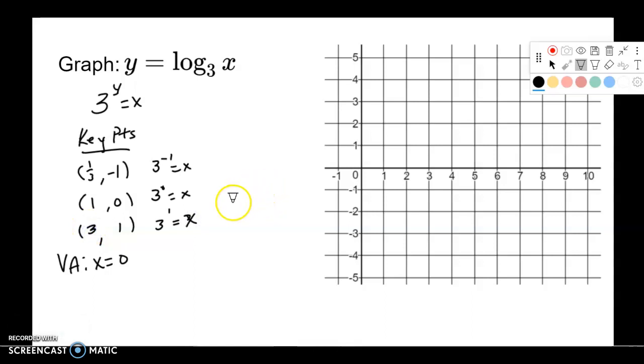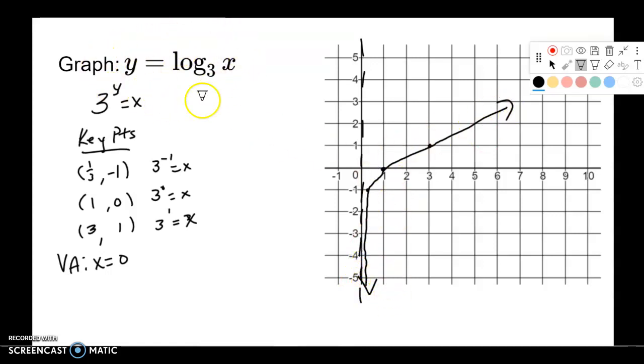Okay, so let's graph these 3 points. So we're going to go right 1/3 and down 1. And then we're going to go right 0, or I'm sorry, right 1 up 0, and then right 3 up 1. There's a vertical asymptote at x equals 0. Let's draw that vertical line. And what you get is you get the graph of y equals log of x with base 3. This is the correct graph for this parent graph.